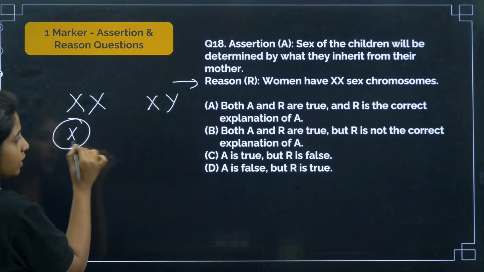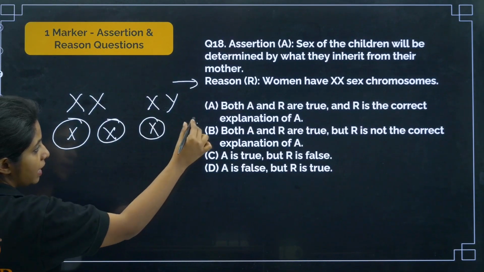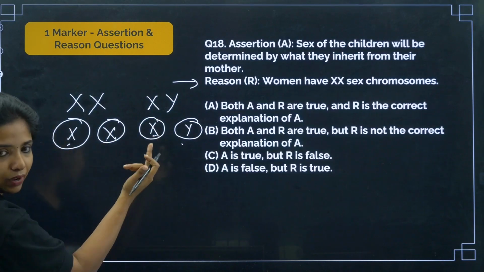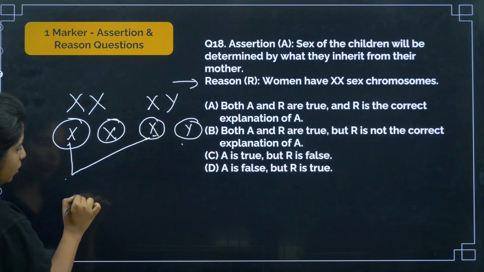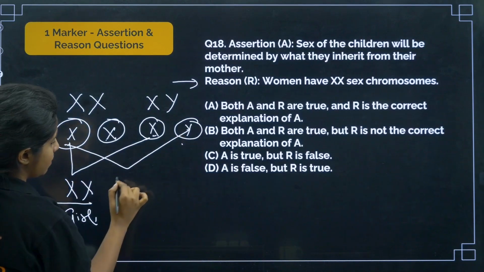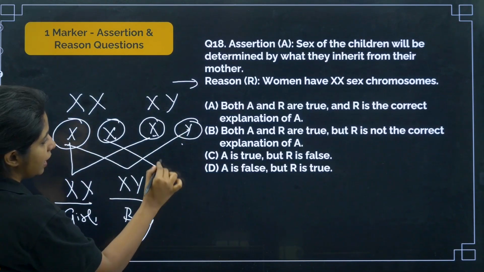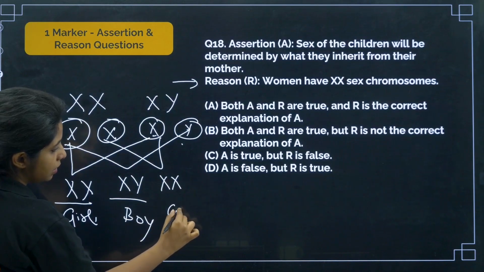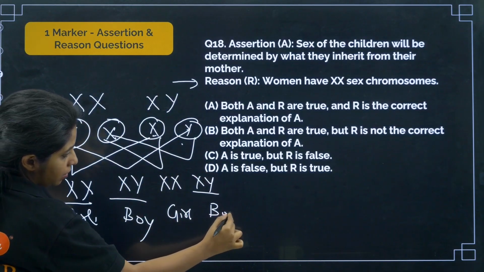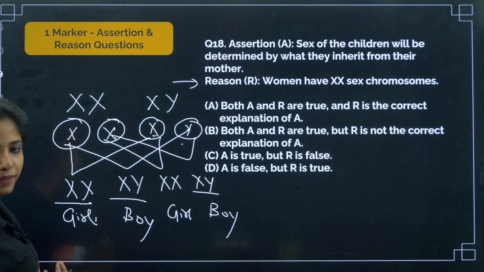So I am putting in one gamete 1X, another gamete will also be again X only. Here also there will be X and here there will be Y. Either way you get X, or here you get X and Y. Now suppose this and this came together, you get XX, that will be a girl. This and this came together, you get XY. Now this is what? A boy, my dear children. XX again, a girl, and XY, a boy.